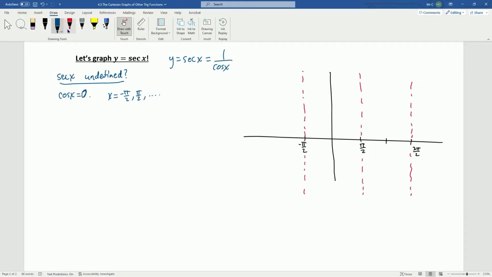Okay, and what else do I know? I know when cosine of x is equal to 1. That's pretty easy, right? So if cosine of x was equal to 1, so would secant of x. So secant of x equals 1 when cosine of x equals 1. So that's when x equals 0 or 2 pi, so forth and so on, or in the negative direction as well, negative 2 pi, etc.